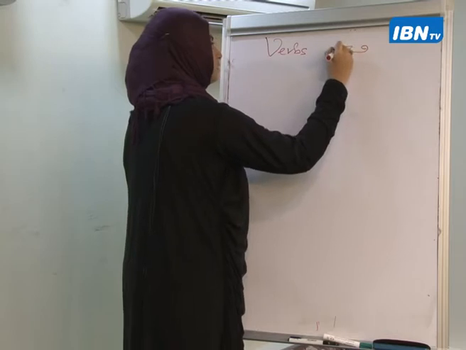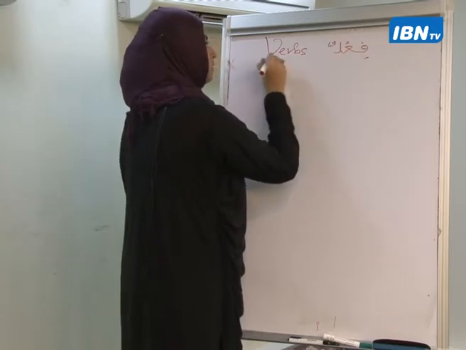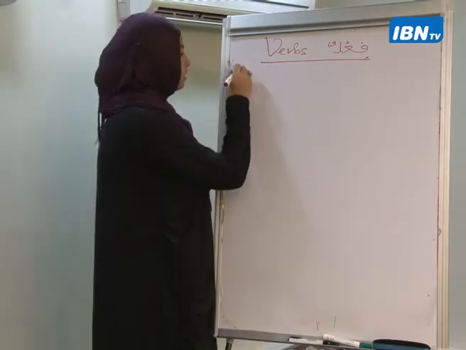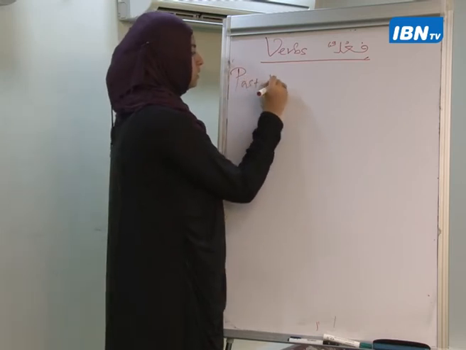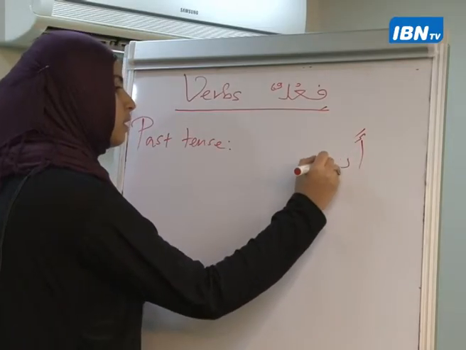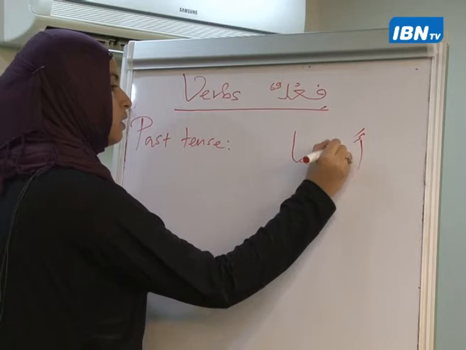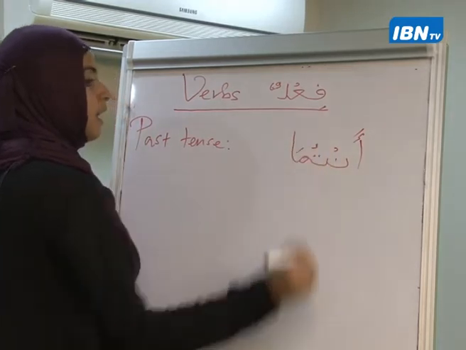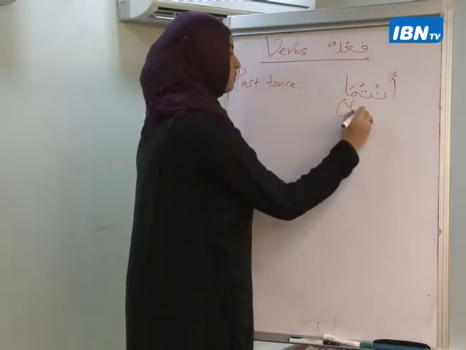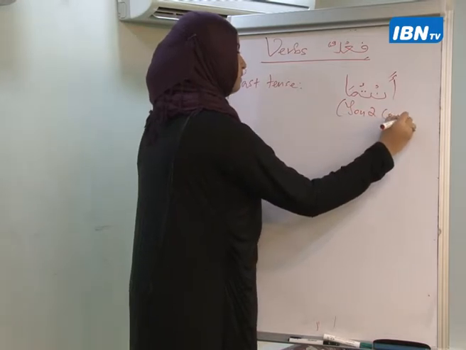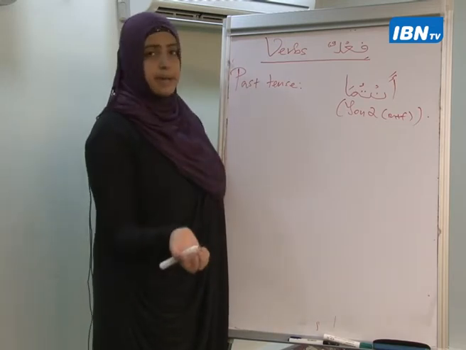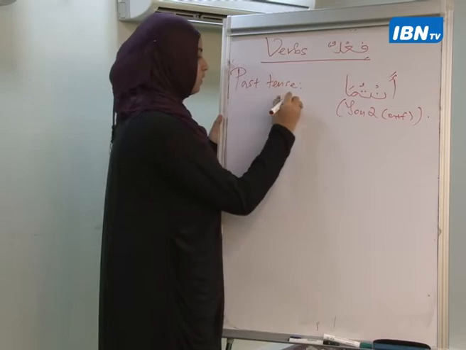Fi'l. However, today we'll be doing the past tense for antuma. And you all know what antuma is, right? Antuma means you two, male plus female, right? So this is what we are going to be discussing, however in the past tense format, right? So I have antuma.